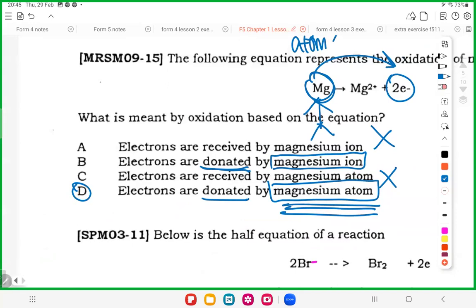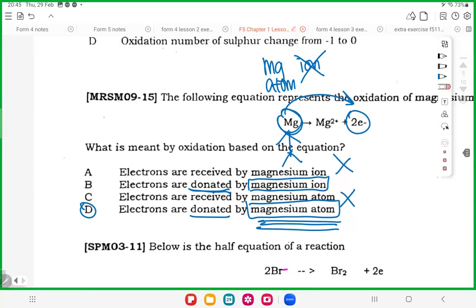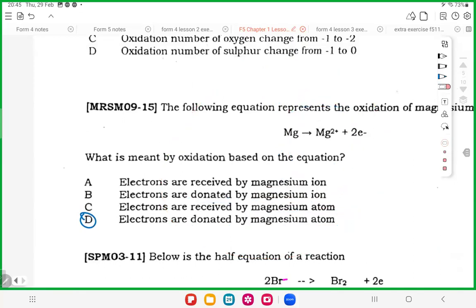The answer is D. Let me know in the chat box, how is it? Is it okay? It's quite easy, right or not? Guys, this question is easy, but trust me, not everyone can do it. This question is very easy, but still a number of students cannot answer it. So you have to be careful. Okay, let's look at the next one.